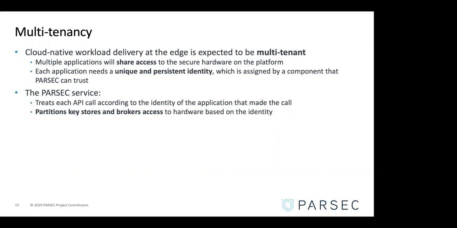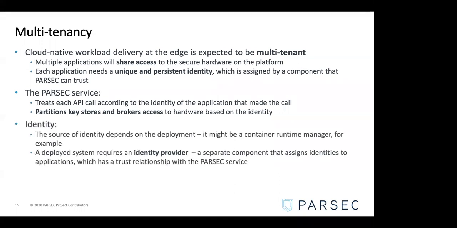Now, the role of Parsec here is actually not to decide that identity or to assign it, but just to honor it. So it has to treat each incoming API call as coming from a workload with a known identity, and it must partition key stores and broker the access to the hardware based on that identity. So we don't want workload A to be able to operate with keys that were created by workload B, for instance. Now, where does the identity come from?